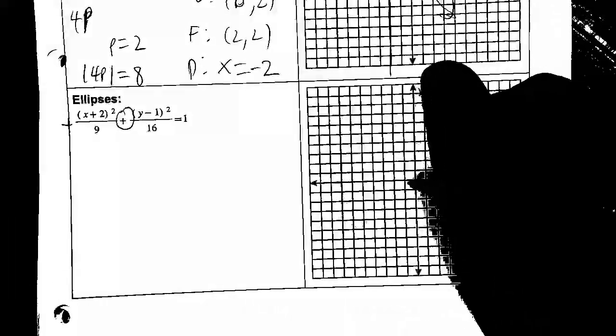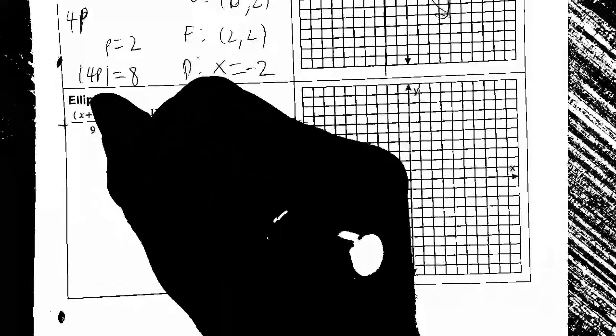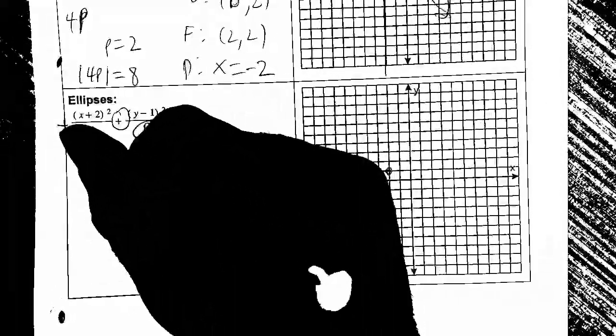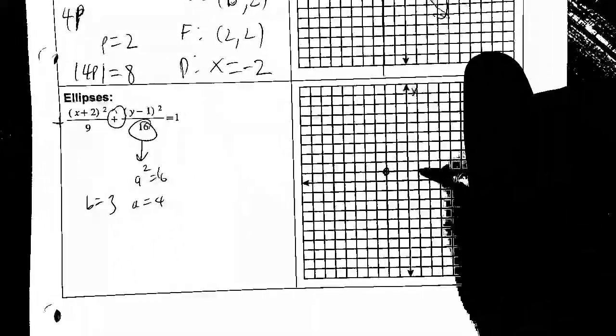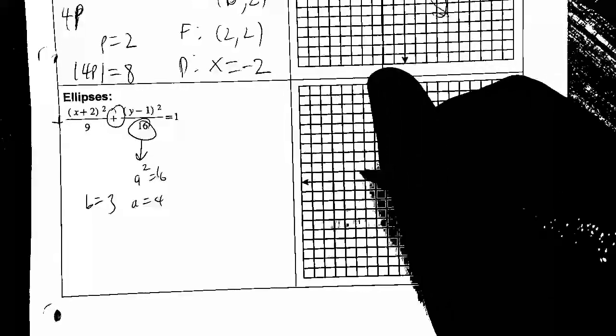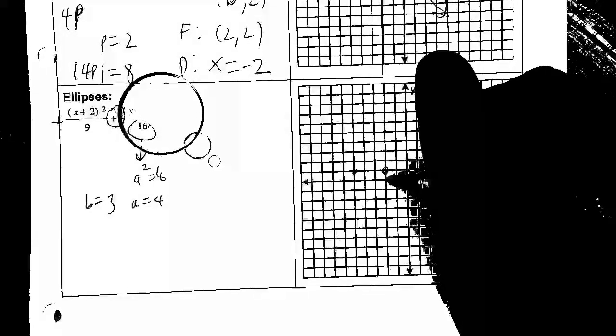What's the center of this ellipse? -2, 1. Good. Is this a wide ellipse or a tall ellipse? It's a tall ellipse because my larger number is underneath y, right? So a squared is 16, so a is 4, and b is what? b is 3. So that means I'm going to go 3 to the left, 3 to the right, 4 up, 4 down.